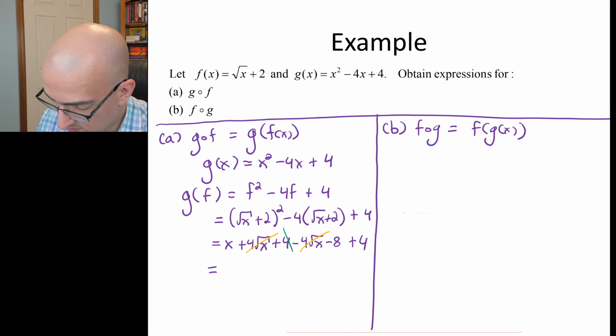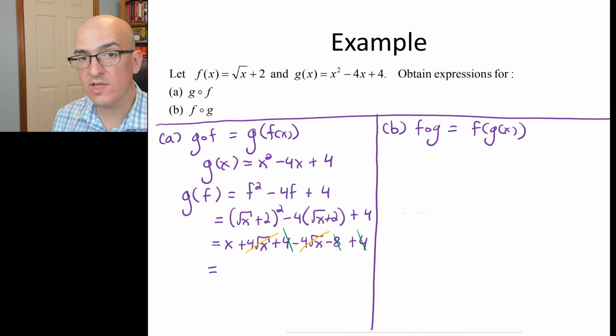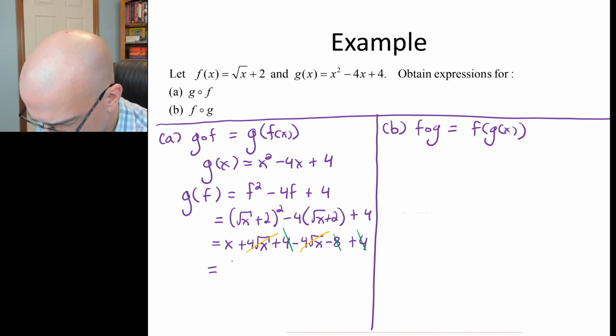Sorry, we have a positive 4, another positive 4, which is 8, and a negative 8, which cancels to 0. We're only left with an x. Interesting.